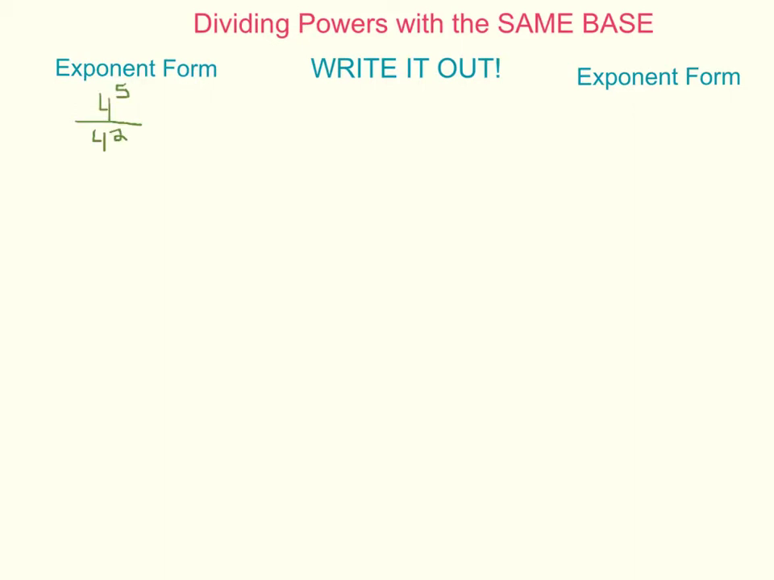I have 4 to the 5th over 4 squared. If we write it all out, 4 to the 5th means 4 times 4 times 4 times 4 times 4. And then 4 squared in the denominator is 4 times 4. So now we can match up and simplify. 4 divided by 4 cancels. Here this 4 divided by 4 cancels. And we're left with 3 4s, which we can write as 4 to the 3rd power.